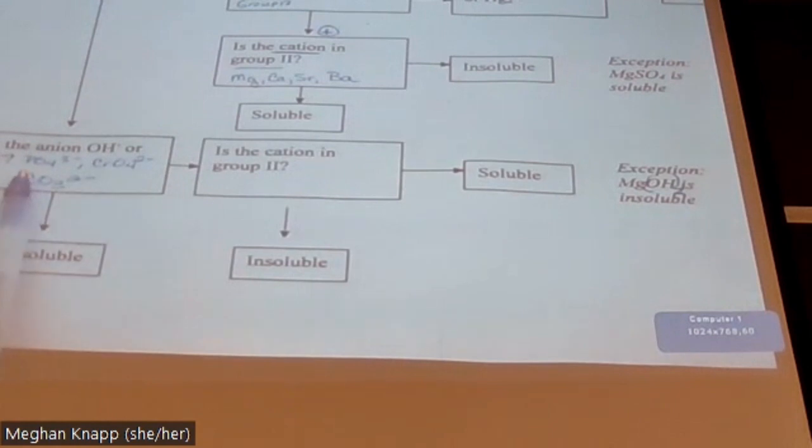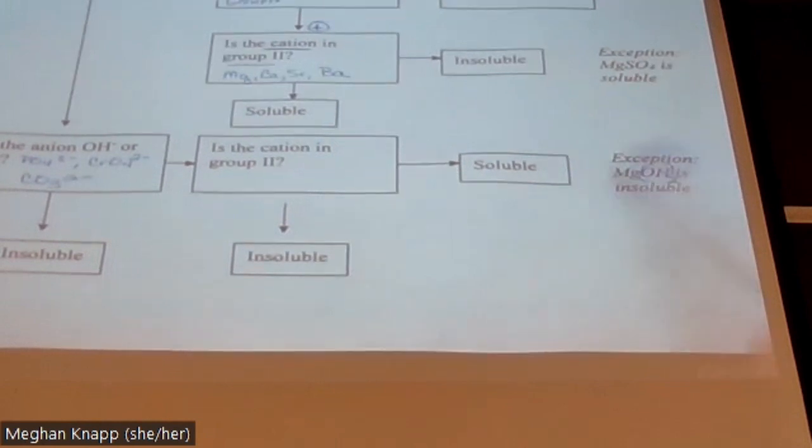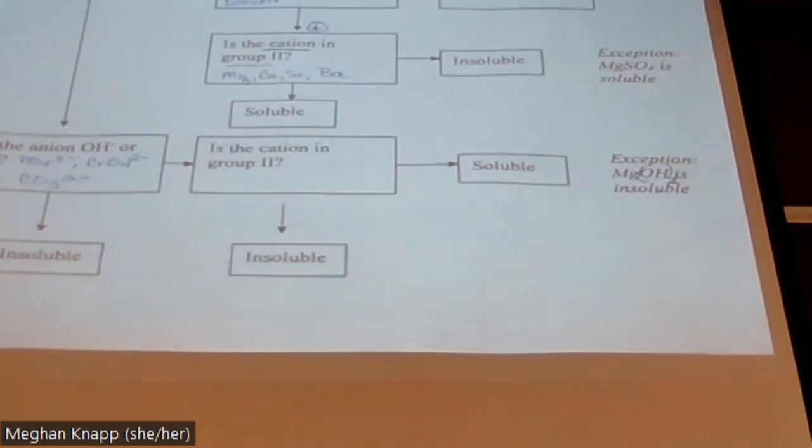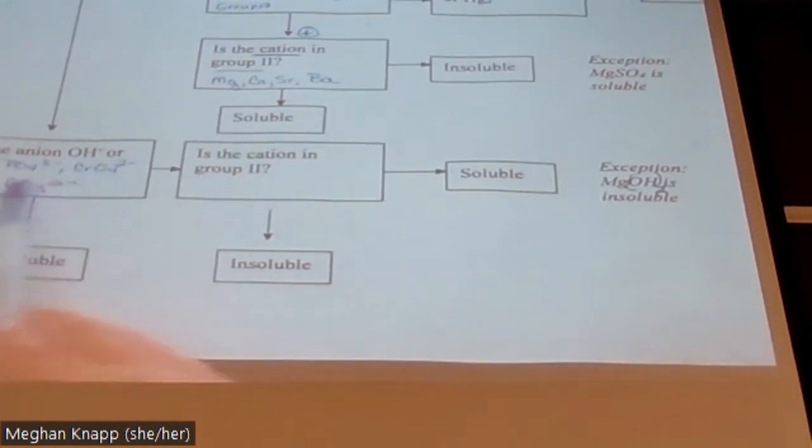So phosphate, chromate, carbonate, generally insoluble. But if I look at something like barium hydroxide, I go over here, is the cation in group 2? If it is, it generally is soluble, with this exception. Magnesium hydroxide is insoluble. You say you don't usually ask about that? I do not usually ask about phosphate, chromate. I do sometimes ask about carbonate.